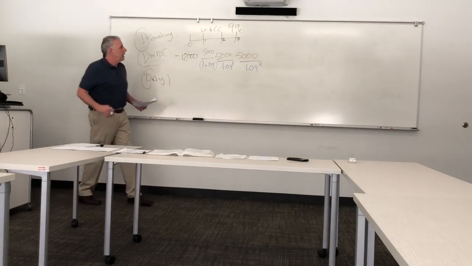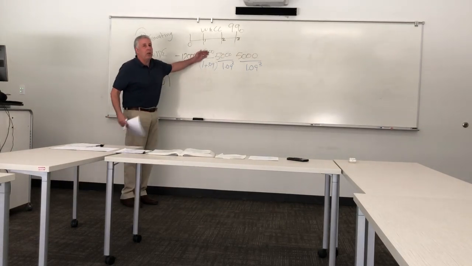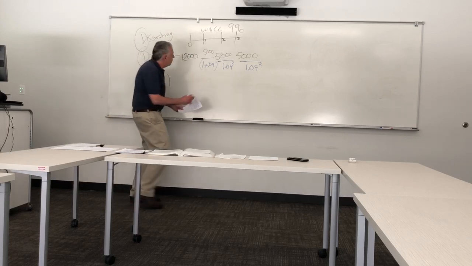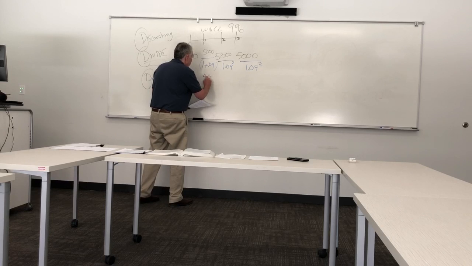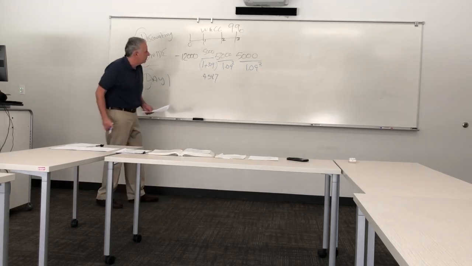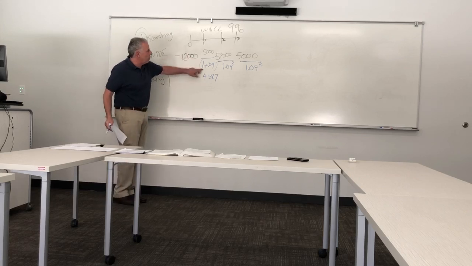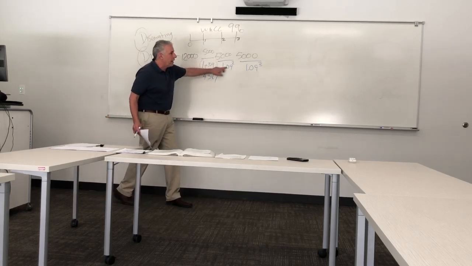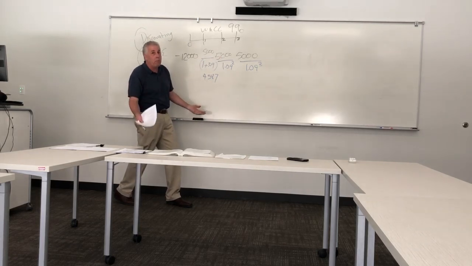Okay? Depending on your calculation, you could take 5 grand and divide by 1.09. When you do that, you will get $4,587. 5 grand divided by 1.09. You can then divide this by 1.09 squared, which is 5 grand divided by 1.09 divided by 1.09.